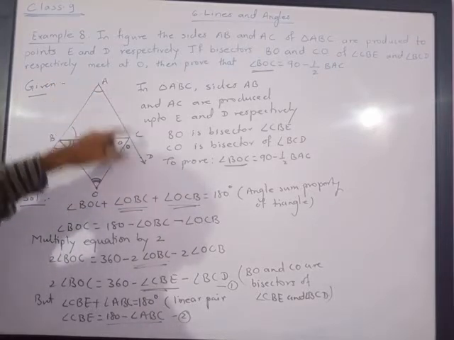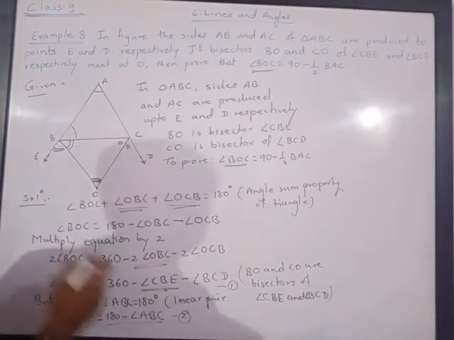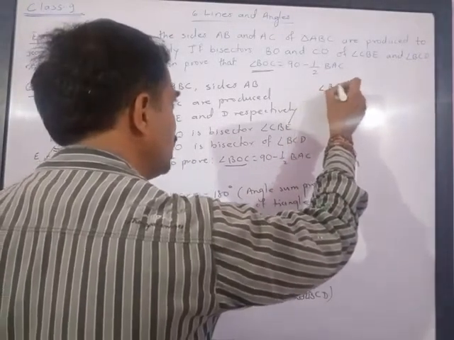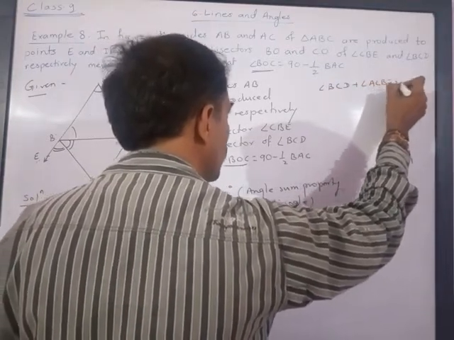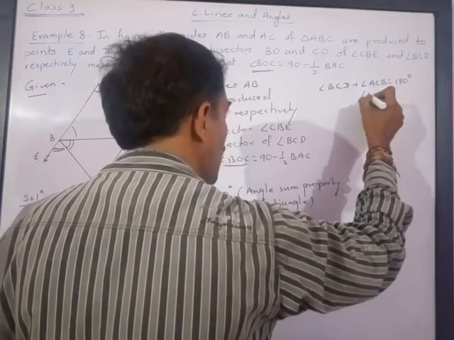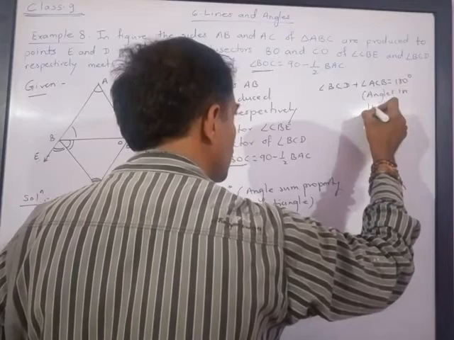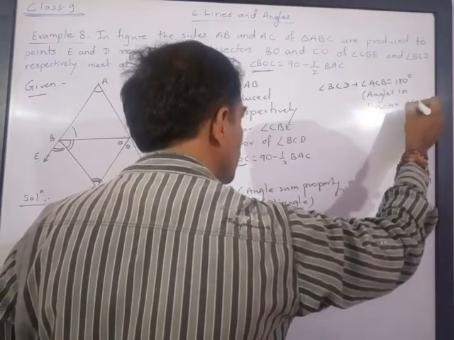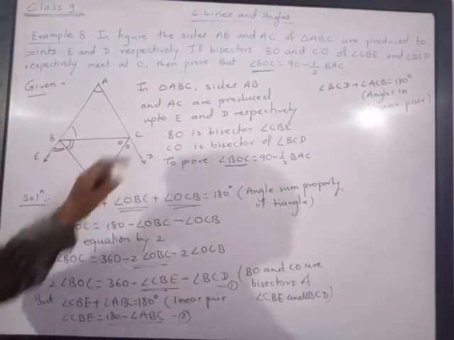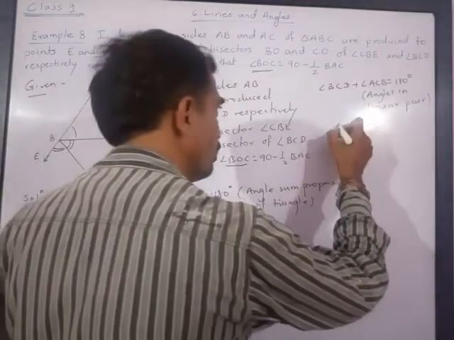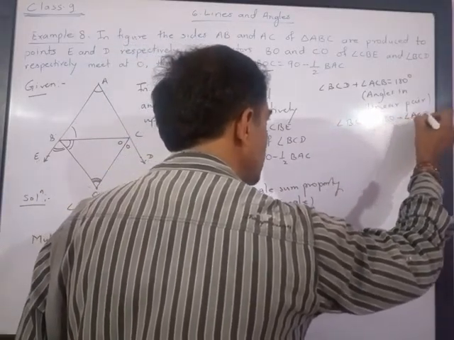Angle BCD plus angle ACB is also equal to 180 degrees. Again they form a linear pair. So I will get angle BCD plus angle ACB is equal to 180 degrees. The reason is angles in a linear pair are supplementary. So angle BCD is equal to 180 minus angle ACB.